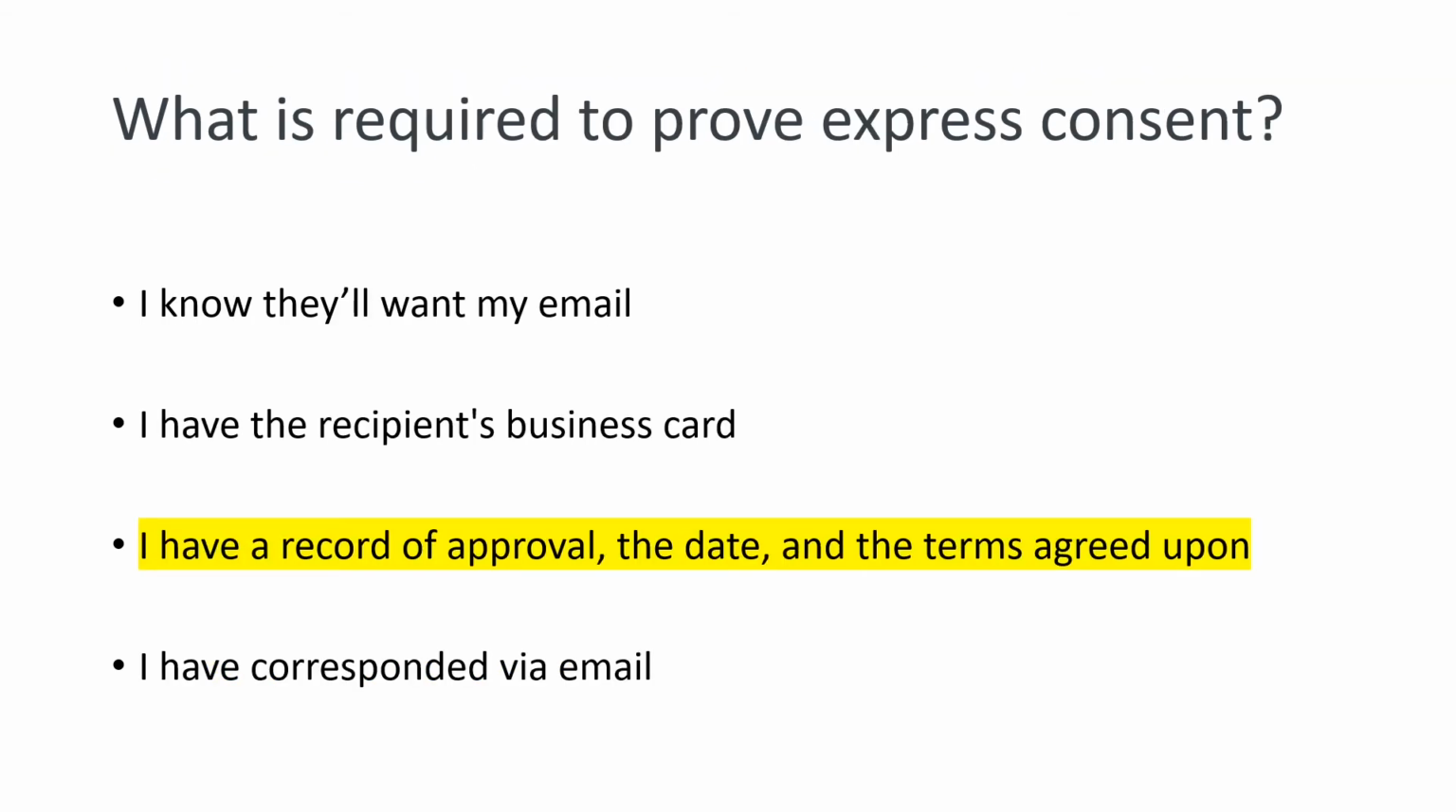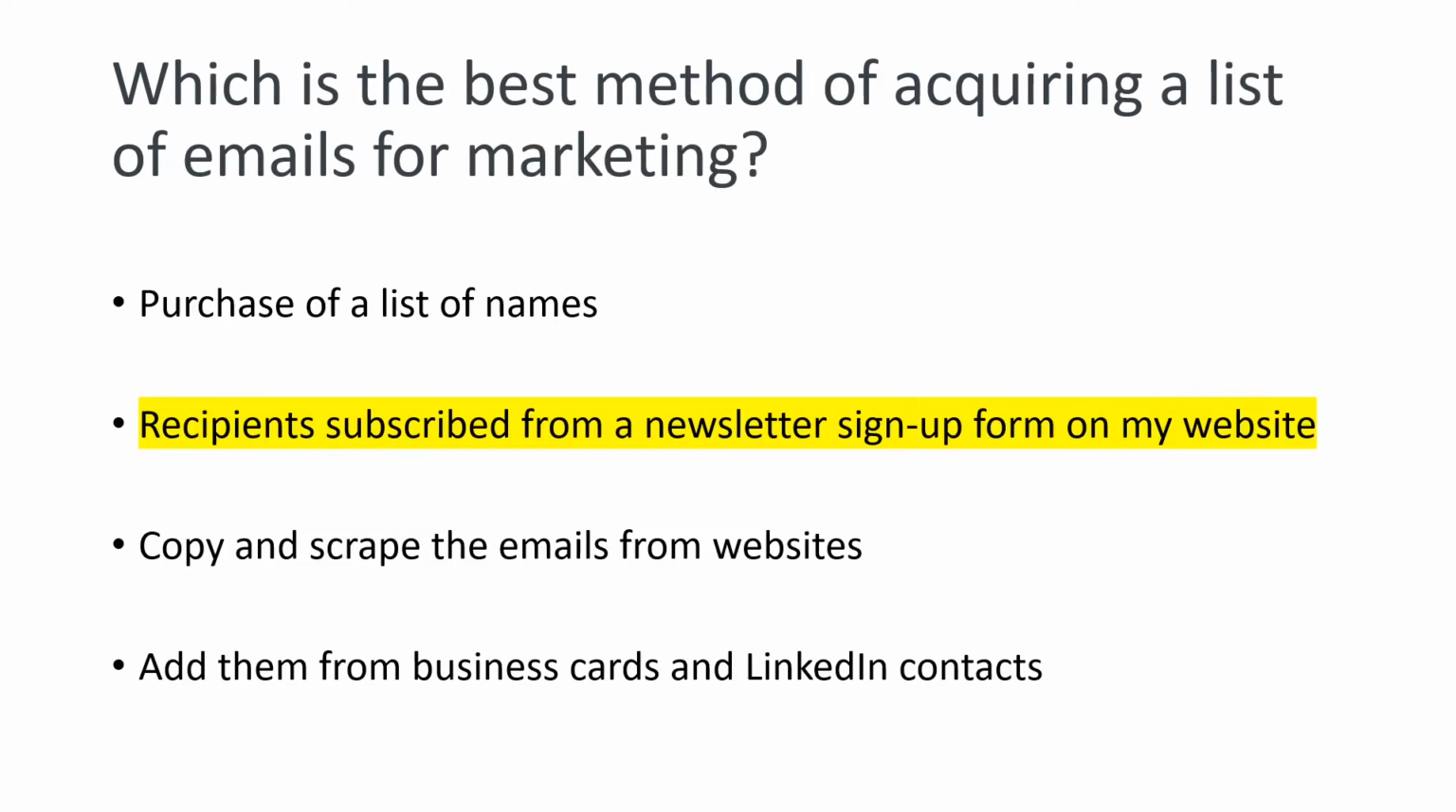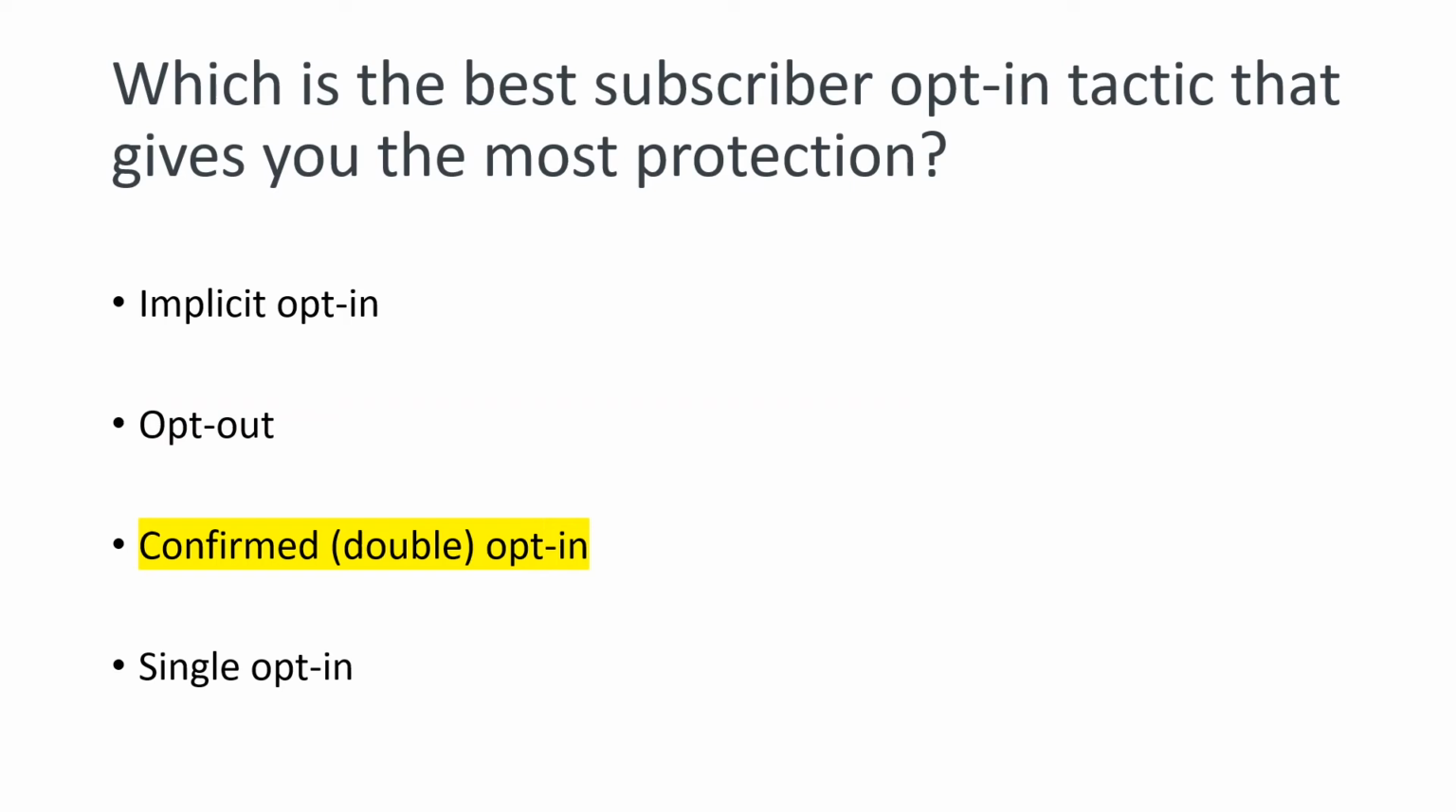188. What is required to prove express consent? I have a record of approval, the date, and the terms agreed upon. 189. What kind of unsubscribe method should I opt for? A single-page unsubscribe process that does not ask for more information. Processed immediately. 190. Which is the best method of acquiring a list of emails for marketing? Recipients subscribed from a newsletter sign-up form on my website.